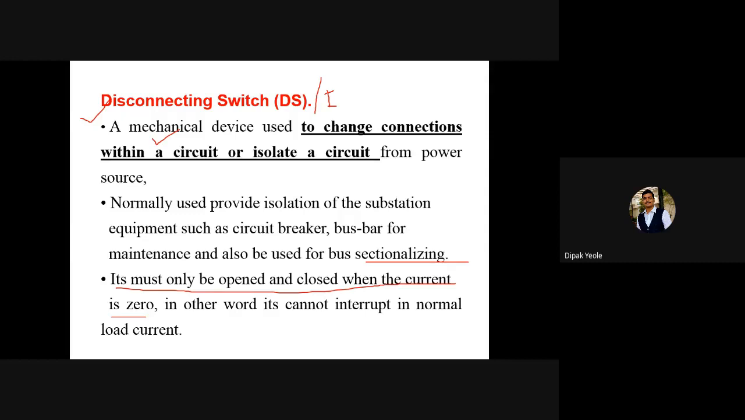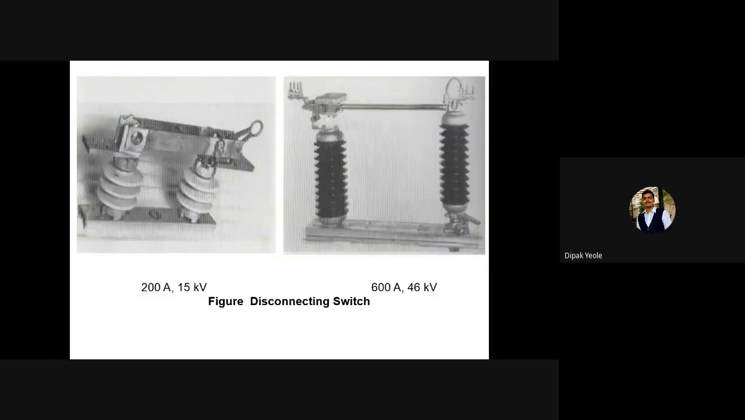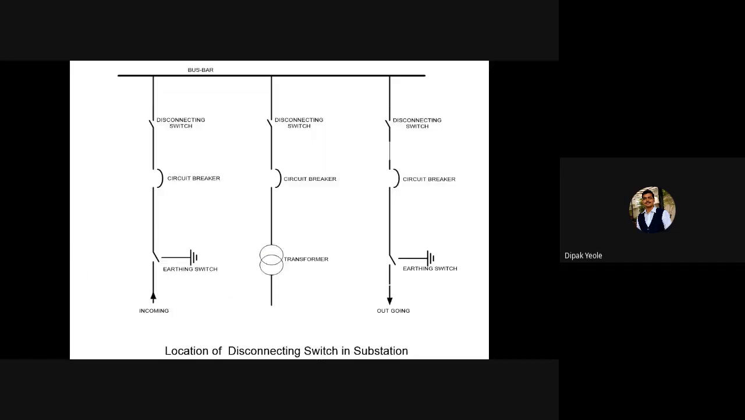Yes. So this can be a picture of the disconnecting switch. Here you can see the range of up to 600 ampere it can interrupt or break, at 46 kilovolt. Obviously the voltage is very high, so the current is very high. Here also a 15 kilovolt and 200 ampere capacity switch you can see over here. And this is the location of the disconnecting switch in the substation.